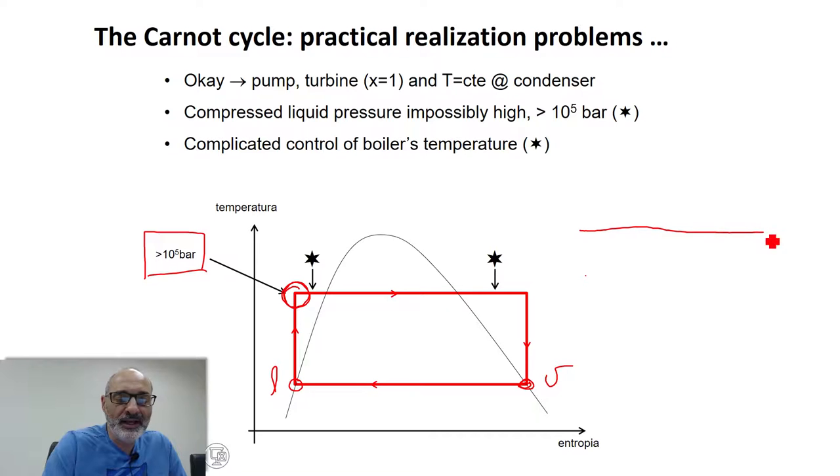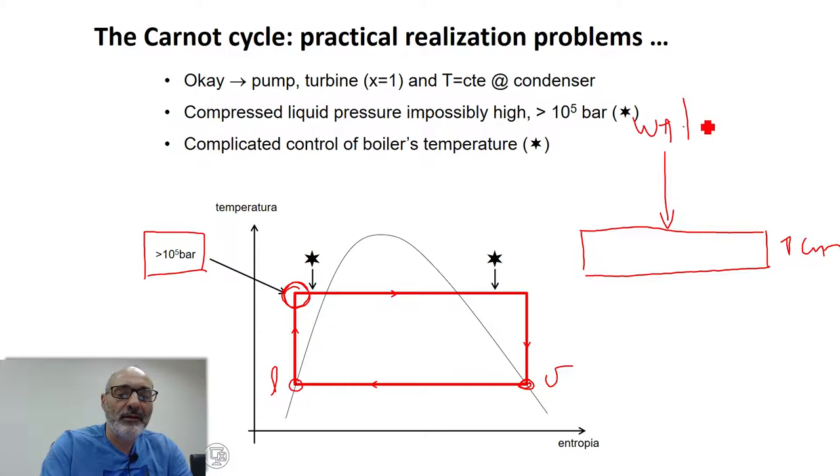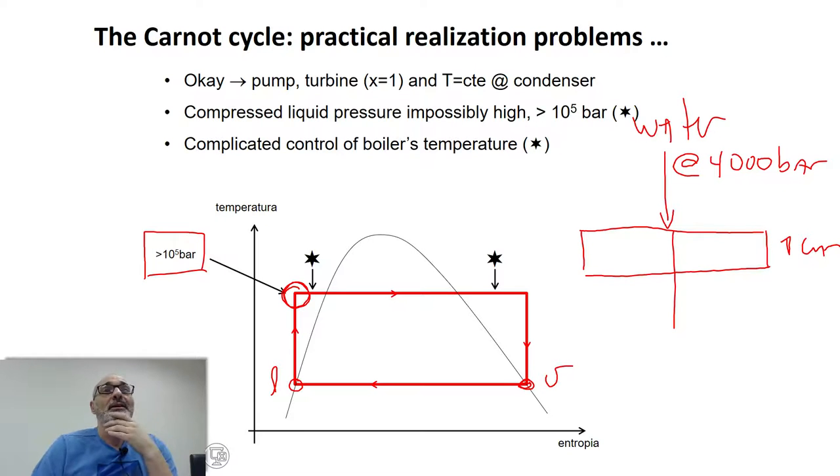If you have, let's say, a steel plate, 1 centimeter thick, and you have a water jet at, let's say, 4,000 bar, this water jet is capable of cutting this steel plate. Actually, this is one way of cutting metals, with very high pressure water jets. So 10 to the 5 bar is really an impossible pressure, so it's not practical for this reason.